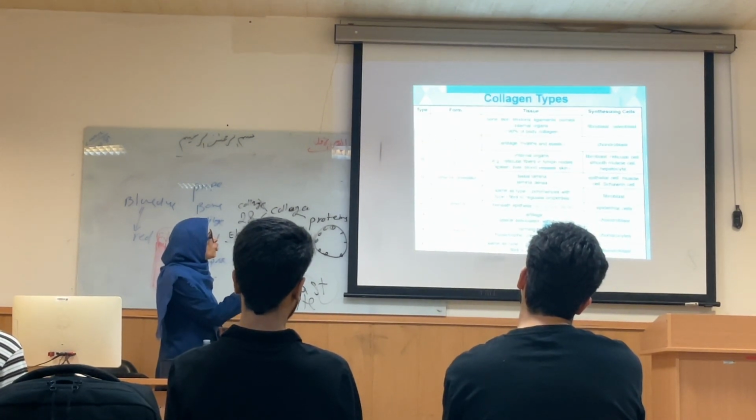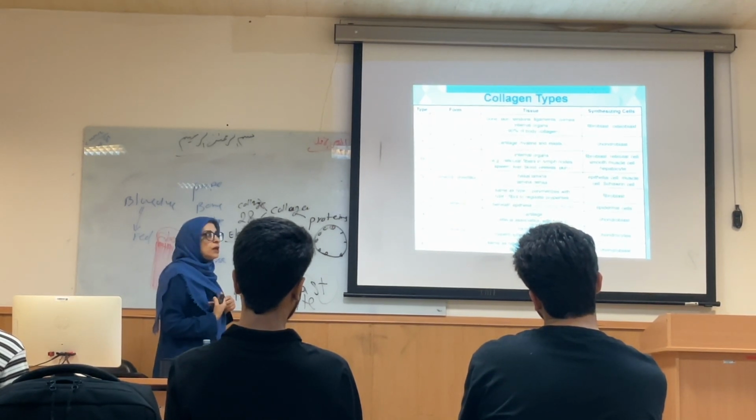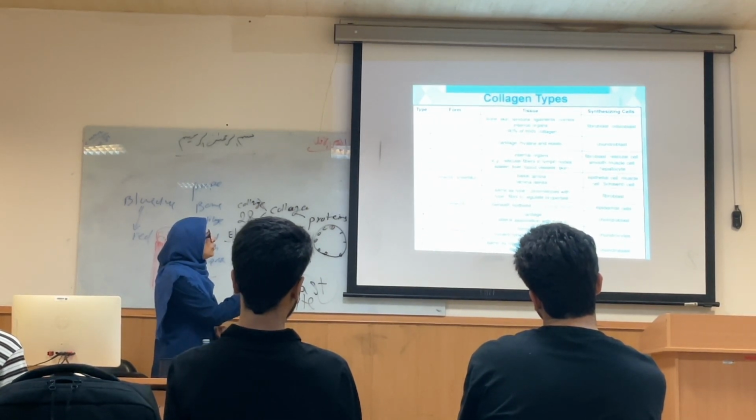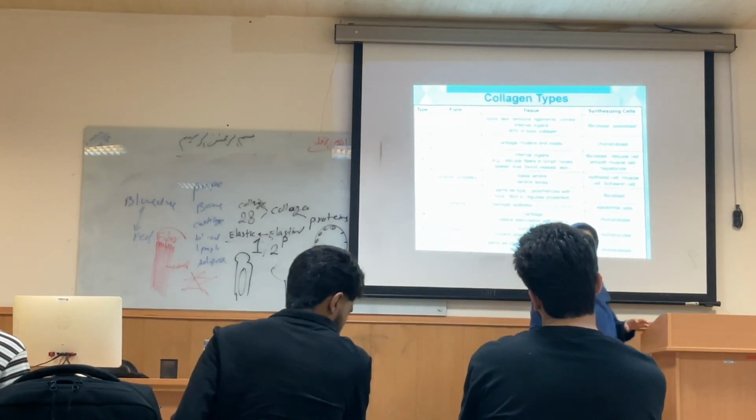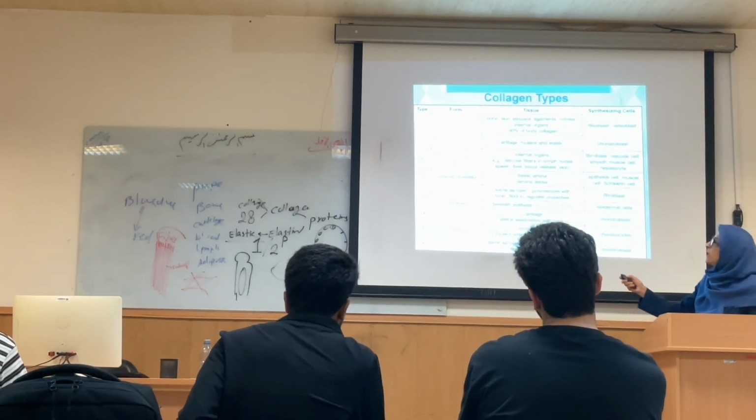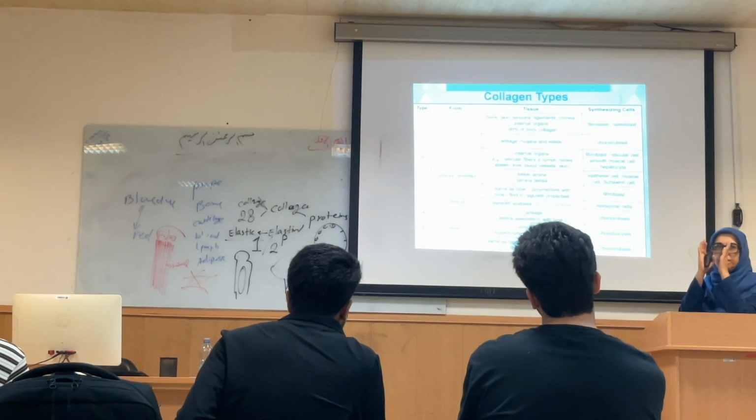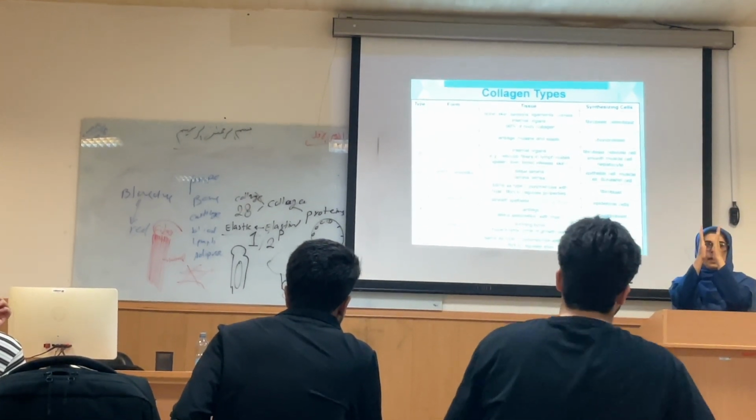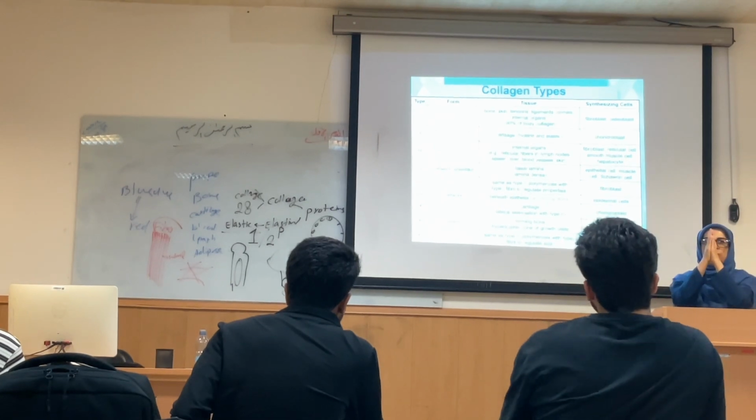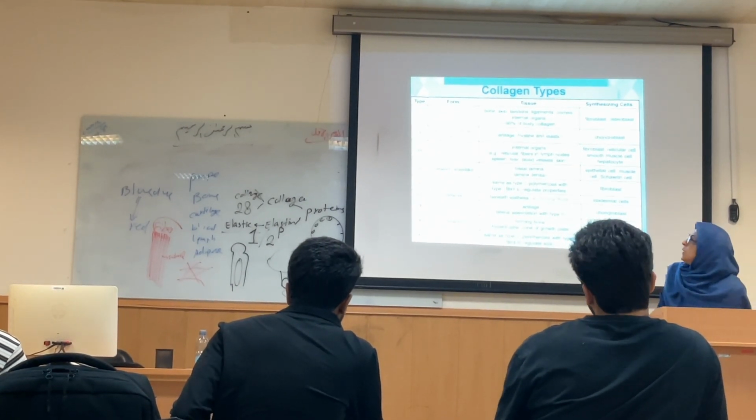Here, this table shows the important or well-known collagen types: 1, 2, 3, 4, or others. As you see here, collagen type 1 forms a large banded fiber. Lots of collagen fibrils aggregated together form a group of fibrils and form a fiber.